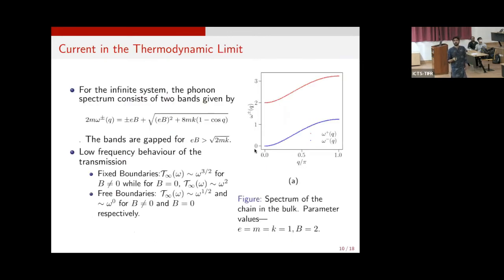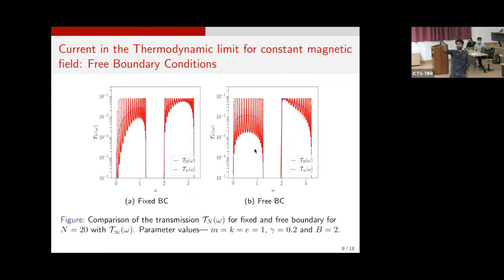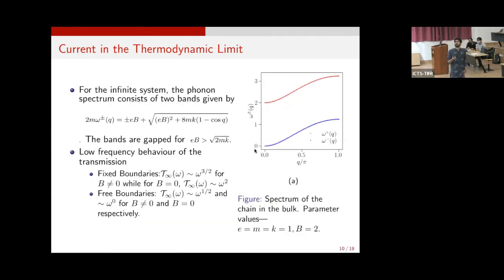Now let's go ahead with some key points to note about this expression for the thermodynamic limit of the current in the two boundary conditions. One is that there were two bands. That is basically due to the spectrum of the system: there are two bands of normal modes of the system. That's why you see two bands, and the conduction happens only in that band. And these bands are gapped for EB greater than 2 MK, and therefore there will be a gap between the two bands. If EB was less than 2 MK, the bands will overlap.